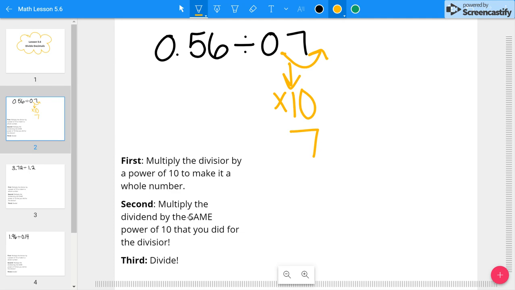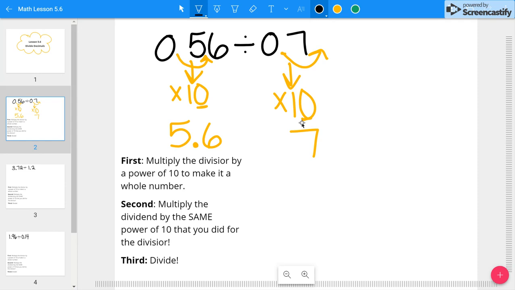My second step is to multiply the dividend by the same power of 10 that you did for the divisor. So I'm going to multiply this, the 56 hundredths, by 10. So that means I'm moving my decimal point one time because I only have 1 zero. So my new dividend is 56 tenths. So now I can solve this because my divisor needs to be a whole number. I cannot use a decimal as my divisor.